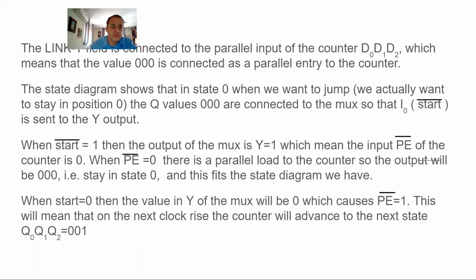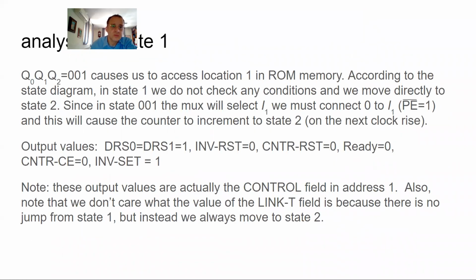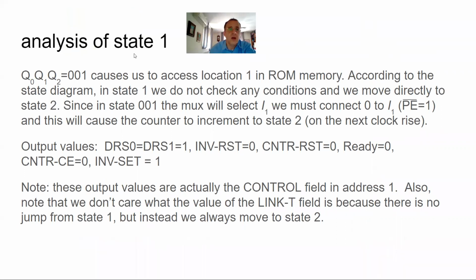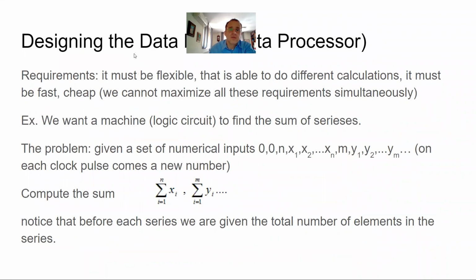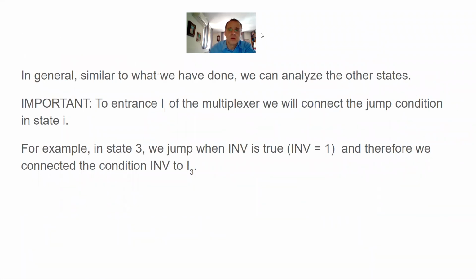Now, this is all the explanation. It's going to be tedious to go through it, but we just went through it, so I'm not going to go through it with you. You can look at it if you want. To entrance I of the multiplexer, we will connect the jump condition in state I. Well, that's what we've been saying all along. For example, in state 3, we jump when invert is true, invert equals 1, and therefore we connect condition invert to I3. Okay, we understood that.